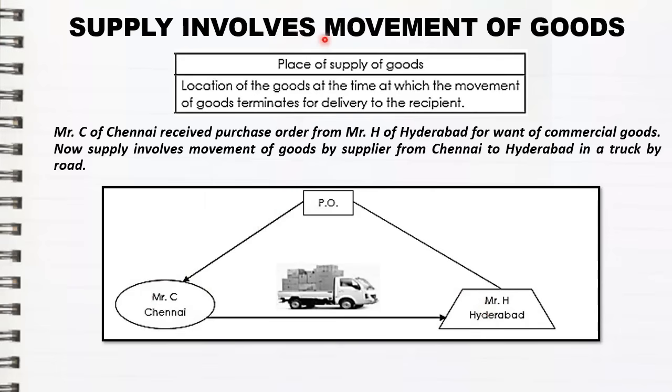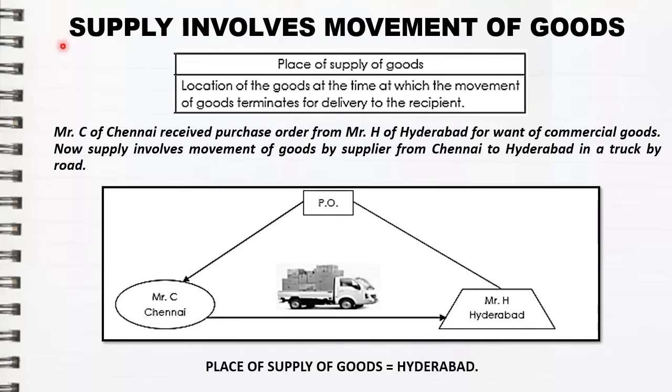In that case, according to the rule that when the supply involves movement of goods, the location of goods at the time at which the movement of goods terminates will become your place of supply for GST. So in this case, there is movement of goods, and wherever the goods lastly terminate, that place will become your place of supply. In this example, the goods are moving from Chennai to Hyderabad. It terminates at Hyderabad. Therefore, the place of supply of goods is Hyderabad. In this place, the GST will be charged.